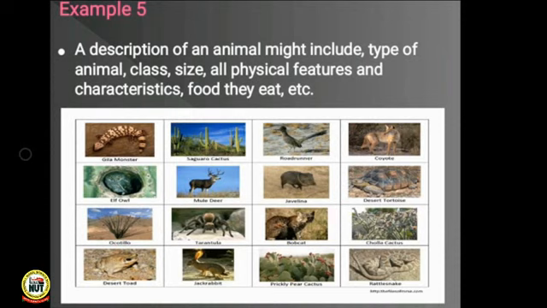Characteristics are very important. Type or name of such animals are very important. Even the food they eat. So in writing descriptive composition, you must put all this in mind, for you to have a good descriptive composition. Don't forget, descriptive composition deals with describing in details.